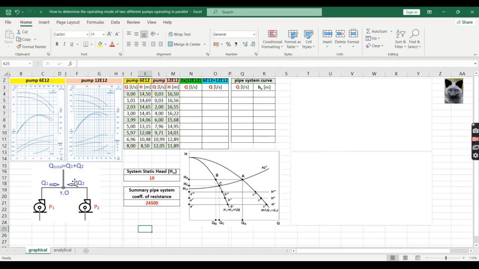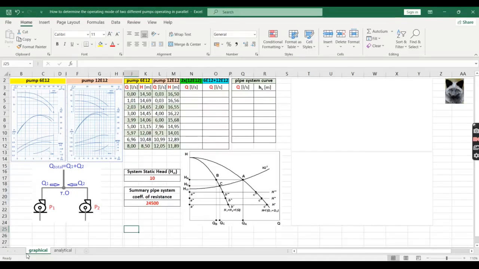Then, the pump operating curves should be scanned as described in another podcast. The link is also given in this video content, which enables the values of the coordinates of a certain number of points of the two pump curves to be transferred into Excel. So that's how we got these values.